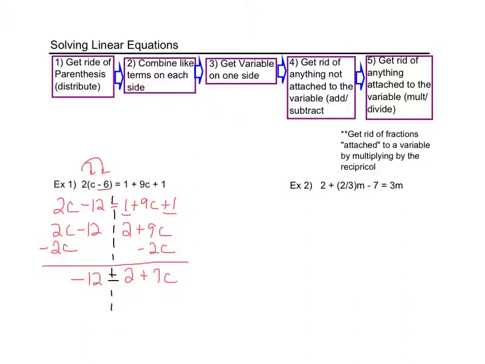Now I have a 2-step equation like you've seen before. So I'll get rid of anything not attached to the variable. I'm going to go ahead and get rid of this 2 through subtraction. I do it to both sides. Negative 12 minus 2 is negative 14. Again, my equal sign drops down, and I'm left with a 7c on my right.